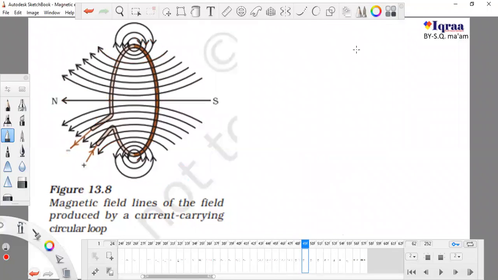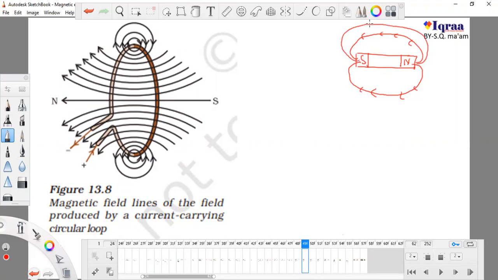Just look at this. This was our magnet, and this was our south pole and this was our north pole. We used a compass, and by using a compass we made some magnetic field lines, and the needle of the compass was the same as here. It was always tilted towards the south pole. These were the magnetic field lines, which we got by doing this experiment using a compass. You can see this experiment.